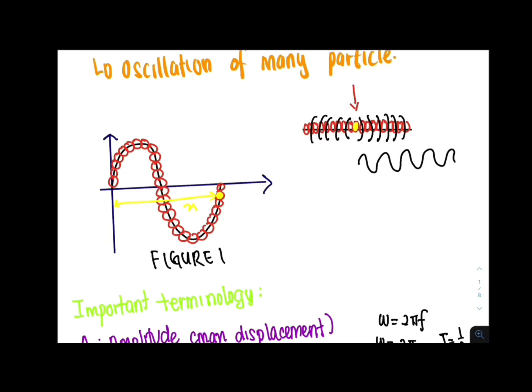It can be any particle. Dia boleh jadi partikel mana-mana pun. Katakan partikel sini pun tak ada masalah. So ini adalah jarak dia daripada origin itu. Okay. Whereas bila kita cakap pasal Y tadi, Y adalah distance moved by the particle from its equilibrium position.